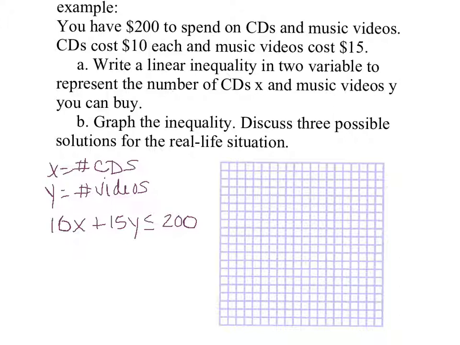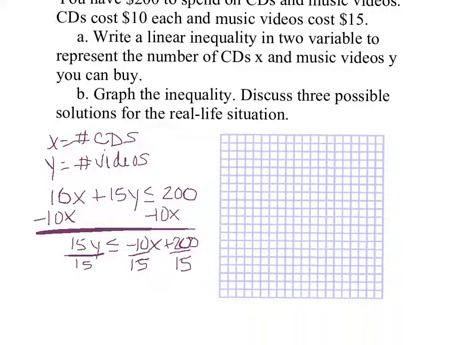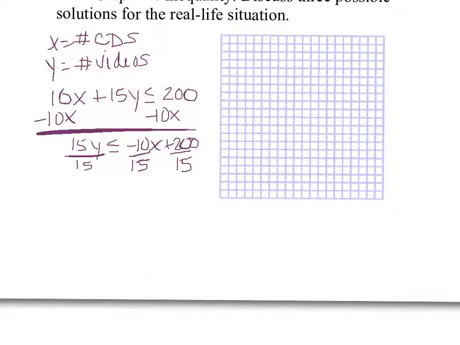So I'm going to move the 10x over. So now I have 15y is less than or equal to negative 10x plus 200. Divide by 15. So I have y is less than or equal to negative, now if I reduce that, that's 2/3 x plus, let's see, what do we got? 15 goes in there once, that's 50. That would be 3 times with a 5 left over, 13 1/3.